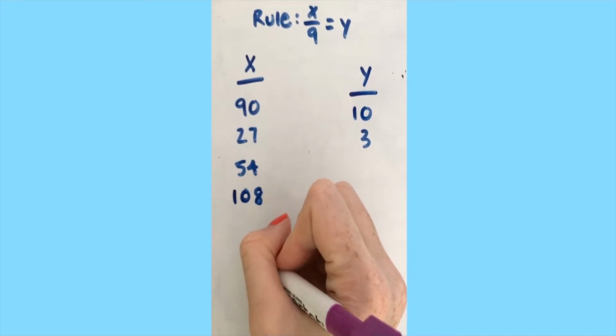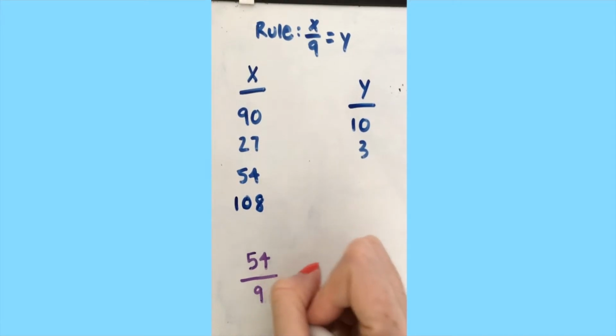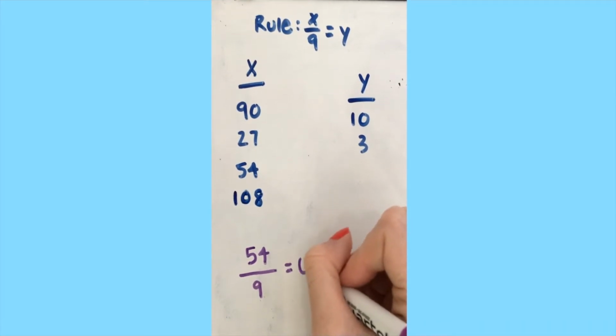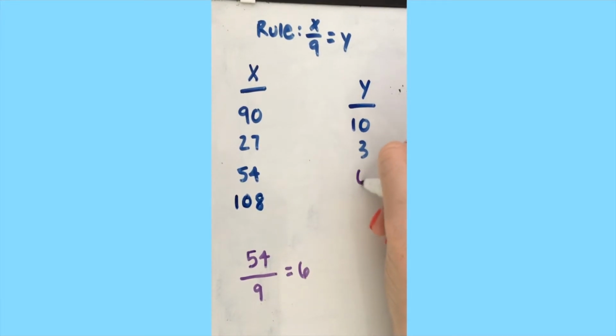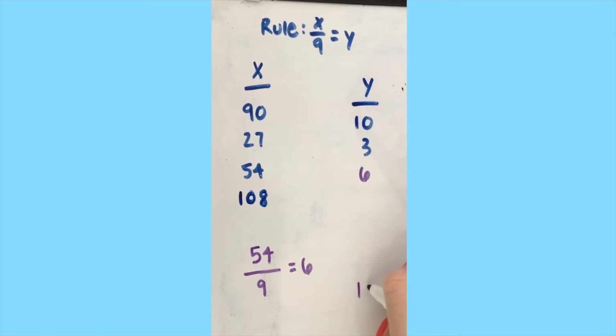We can now use our rule to solve for the missing outputs. Let's start with plugging in 54 as x in our rule. 54 divided by 9 is 6. Looking at our next input of 108, we might need a little more help. Let's divide this out.